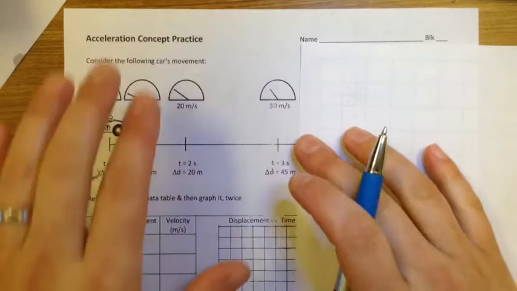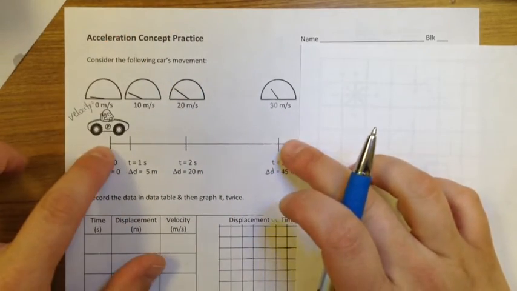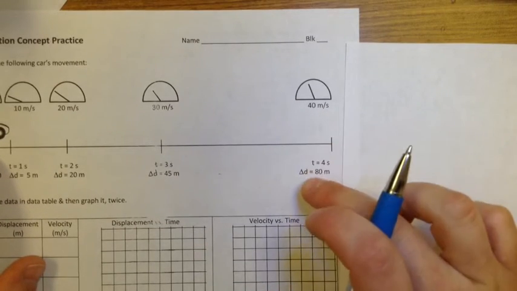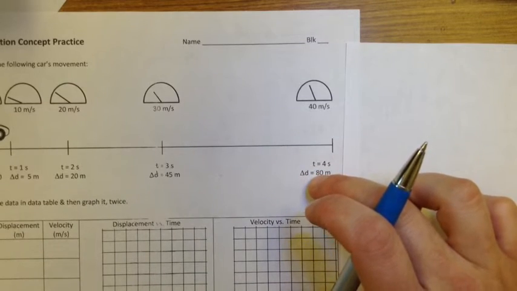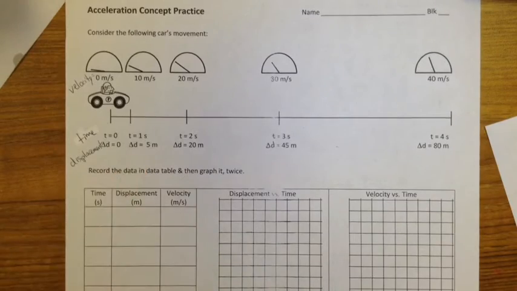All right, at 3 seconds, it's now going 30 meters per second, and it has traveled a total of 45 meters. And then in the last second, at 4 seconds, velocity 40 meters per second, displacement of 80 meters. Take all of that data and put it into the data table.